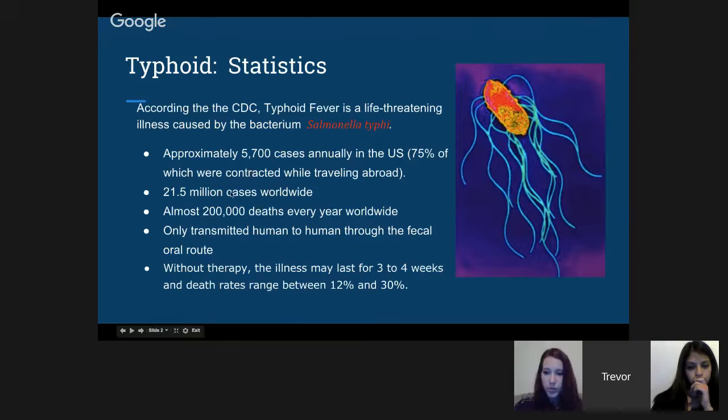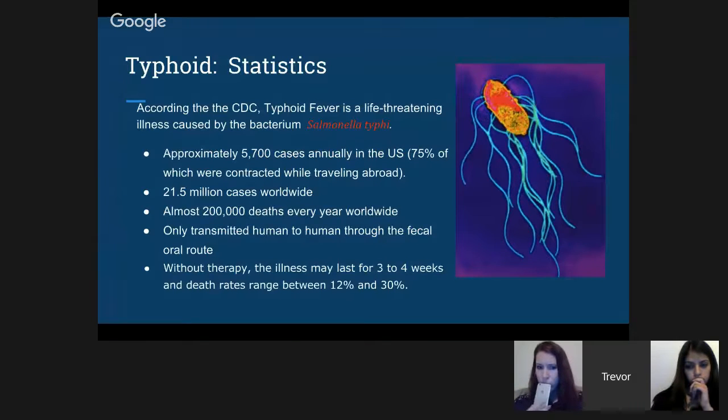It affects approximately 5,700 people in the U.S. every year, and 75% of those actually get the disease while they're visiting another country. So generally, we don't have it here in the U.S. It's been pretty much eradicated. There are 21.5 million cases worldwide, so it is still pretty prevalent worldwide. As you can see with the next one, almost 200,000 deaths every year worldwide.